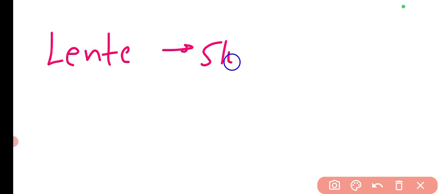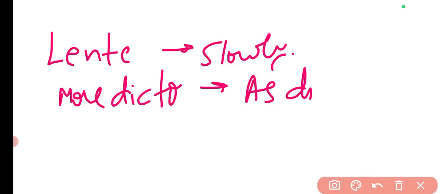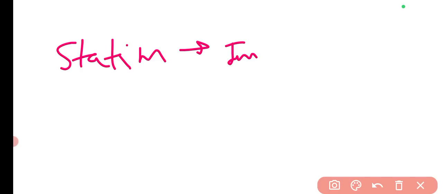Then there is a Latin term known as lente. Lente means slowly. Then there is the term more edicto, which means as directed. So these are all Latin terms you need to remember, as the question can be asked from anywhere. Then there is the term statim. Statim means immediately.